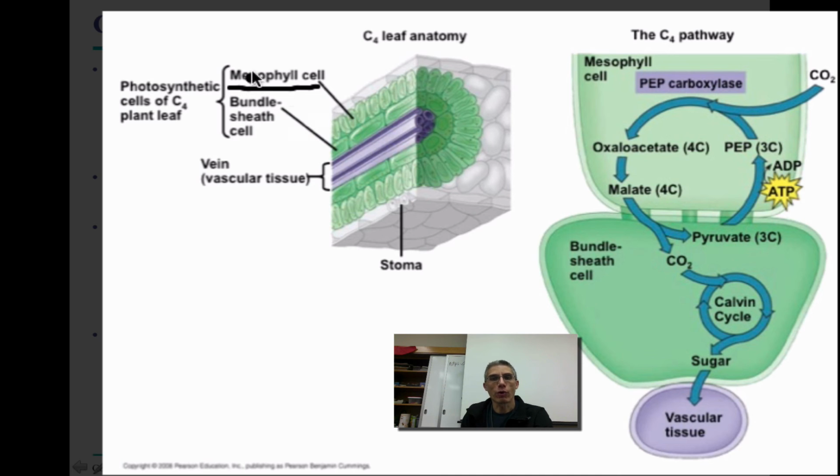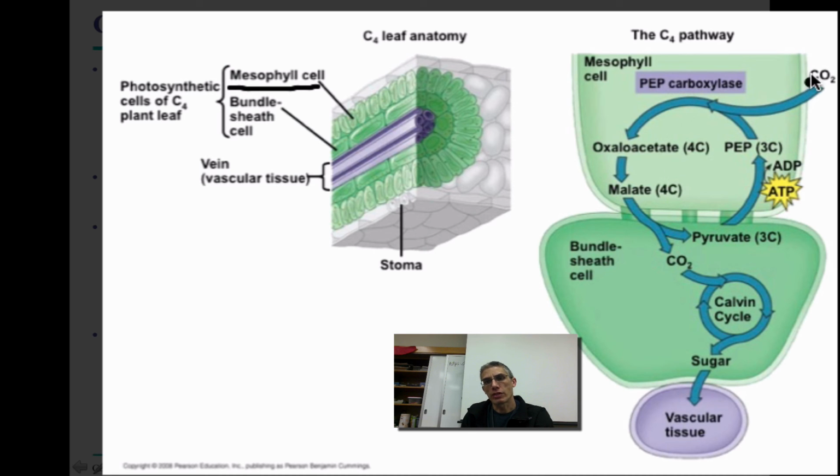So over here on the right, we simply have a description of the leaf, and this is just going to reference the different cells that I was referring to as we discussed the C4 plants. The mesophyll cells are going to be these cells that you see right through here, and the bundle sheath cells lie very close to these mesophyll cells. And over here on the far right, this is simply the pathway in diagram form.